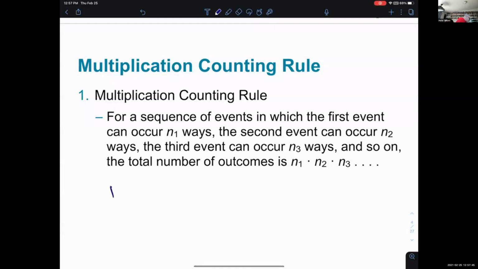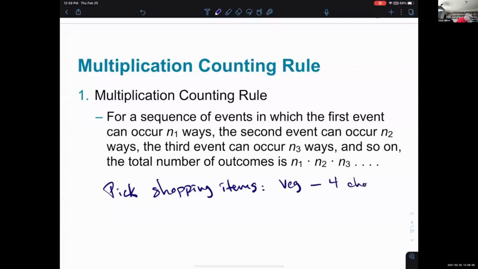Let's say I'm going to pick a shopping list, or pick shopping items. The things I'm going to choose from are, first, some sort of vegetable, in which I have 4 choices. Then I'm going to pick some sort of meal, we'll just say a frozen dinner, and let's say I have 5 choices for that. And then after that, I'm going to pick some sort of dessert, and let's say I have 3 choices for that.